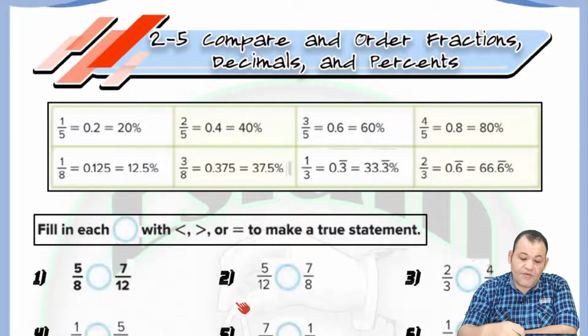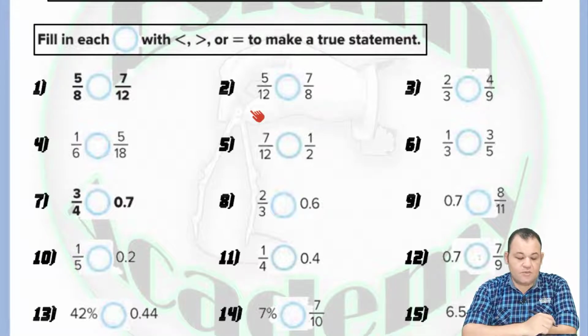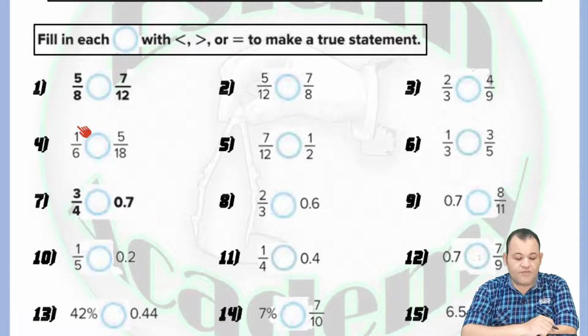That is the most repeated fraction that we need to memorize. We will use it to compare between fractions and decimals. So we need to use greater than, smaller than, or equal to compare between the fractions. Number one, we have two fractions. If they have the same denominator, the greatest numerator gives the greatest fraction. If they have the same numerator, the smallest denominator gives the greatest fraction.